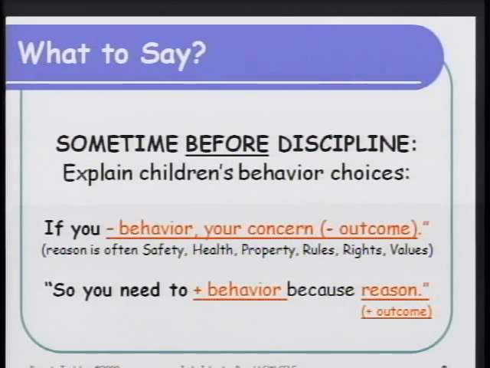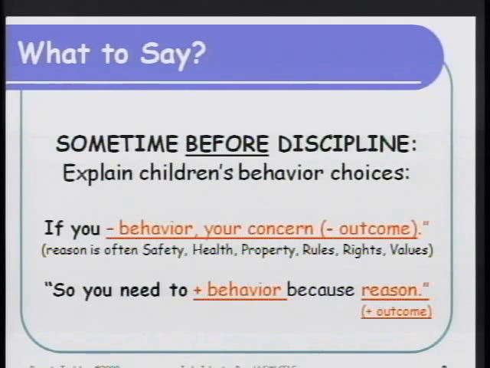So you would say something, and the formula is, if you, whatever the negative behavior is, this negative thing could happen. It's your reason or your concern why you wouldn't want them to do that. Usually this relates to safety, health, rights, property, rules, values, those kinds of things. To keep going with the riding the bike in the street situation, the parent might say, if you ride your bike in the street, you could get hit by a car.